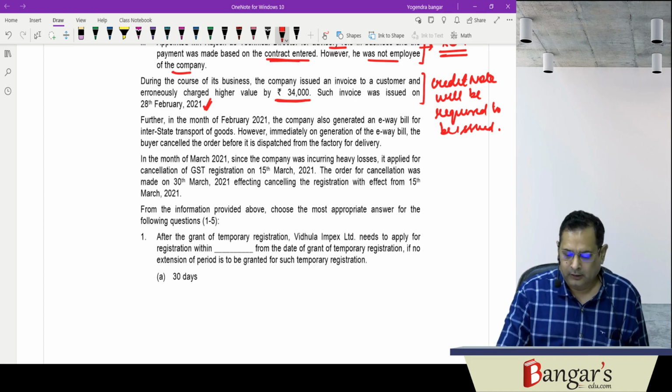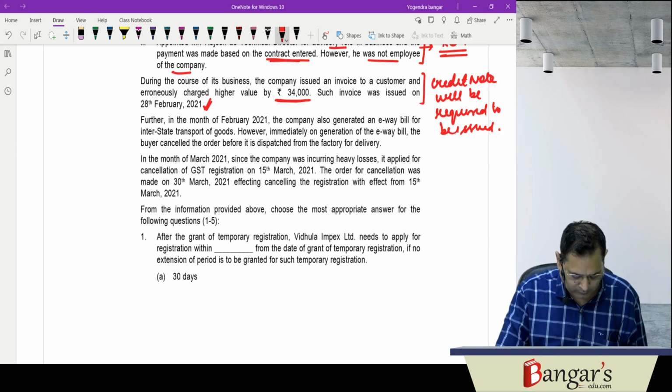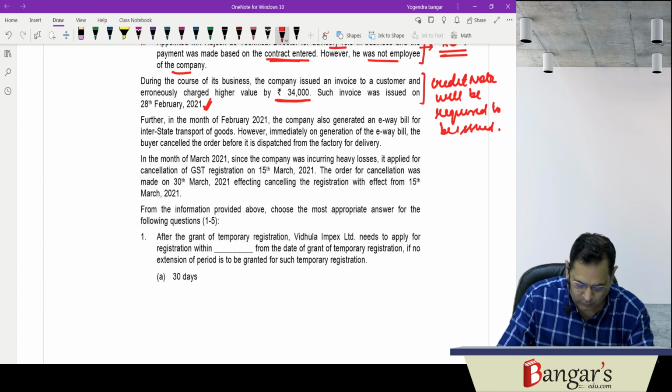Now here, the concerned person may cancel the e-way bill so generated. The e-way bill which has been generated will be required to be cancelled. So an e-way bill can be cancelled electronically on the common portal fundamentally within 24 hours of the generation of the e-way bill.